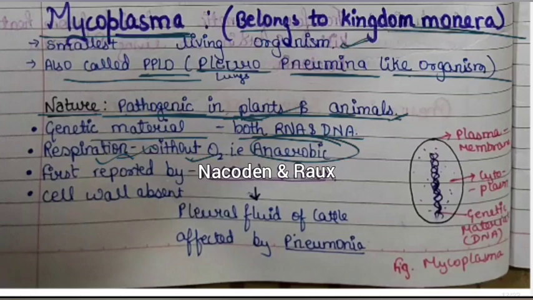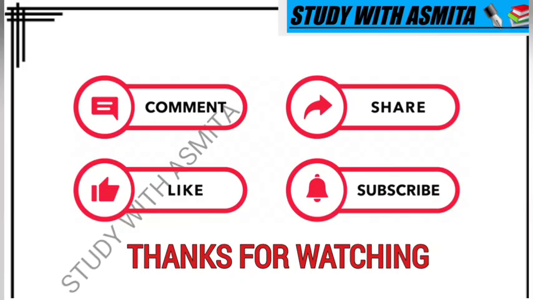Now it was first reported by Nocard and Roux, found in the pleural fluid of cattle affected by pneumonia, and cell wall is absent in these organisms. So with this we came to the end of the first part of the chapter, that is the kingdom Monera.